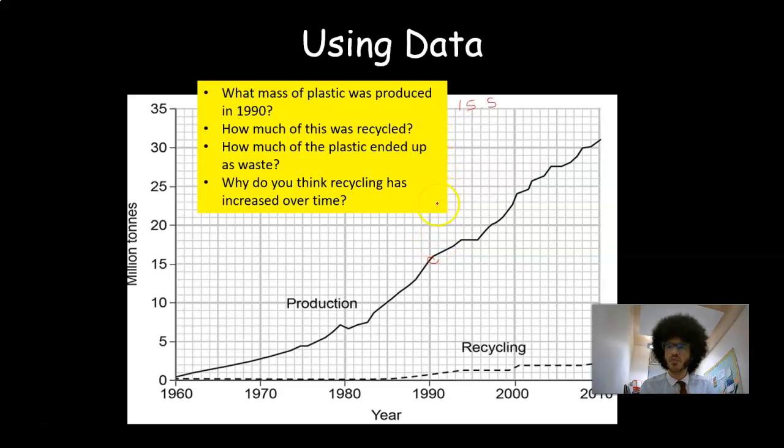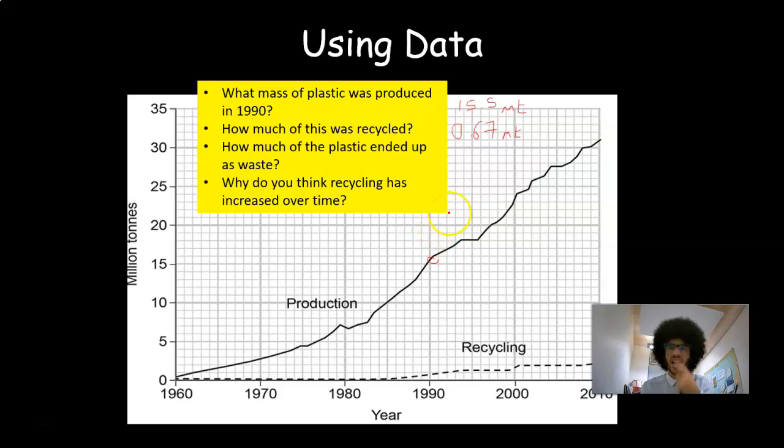Then how much of this was recycled? So if we look at this again, we go to this part of the line. Now this is roughly 2/3 of the way up between 0 and 1. So I'm going to write maybe 0.67, and that's million tons. I'll put MT there. Been a bit lazy, but that's basically what it is. Okay, so in 1990, that much was recycled.